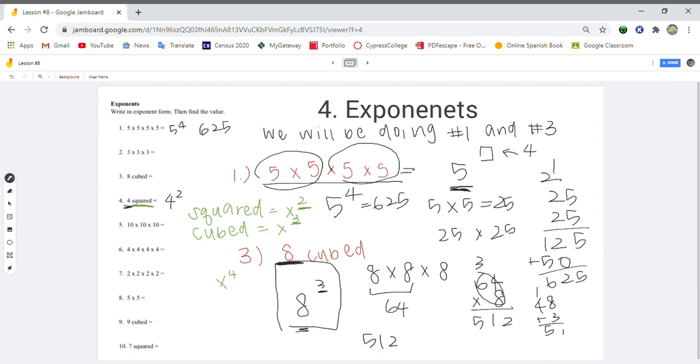So let's write that for number 3. It'll be 8 cubed, 8 to the 3rd power. That's your exponent form, and your value will be 512. When you multiply 8 cubed, you get 512. And that's it for today's lesson.